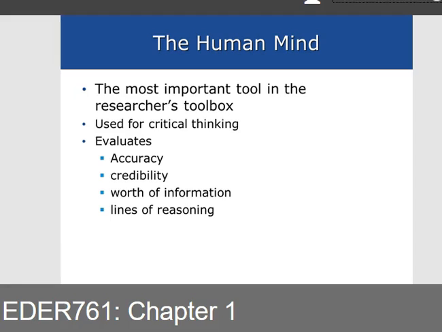The human mind, the most important tool in your toolbox, used for critical thinking, really thinking critically, and this really, one, in formulating your hypotheses, right? But also in interpreting your data, really thinking critically. Why did we find what we found? Why did previous researchers find what they found, and explaining the previous literature, but also explaining your own reasoning.